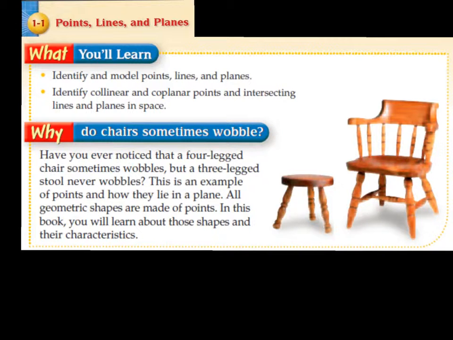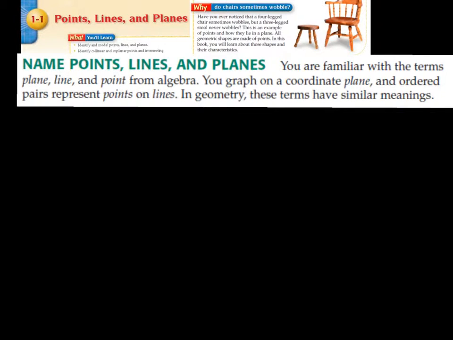This is an example of points and how they lie in a plane. All geometric shapes are made of points. In this book, you will learn about those shapes and their characteristics. You are familiar with the terms plane, line, and point from algebra. You graph on a coordinate plane, and ordered pairs represent points on lines. In geometry, these terms have similar meanings.